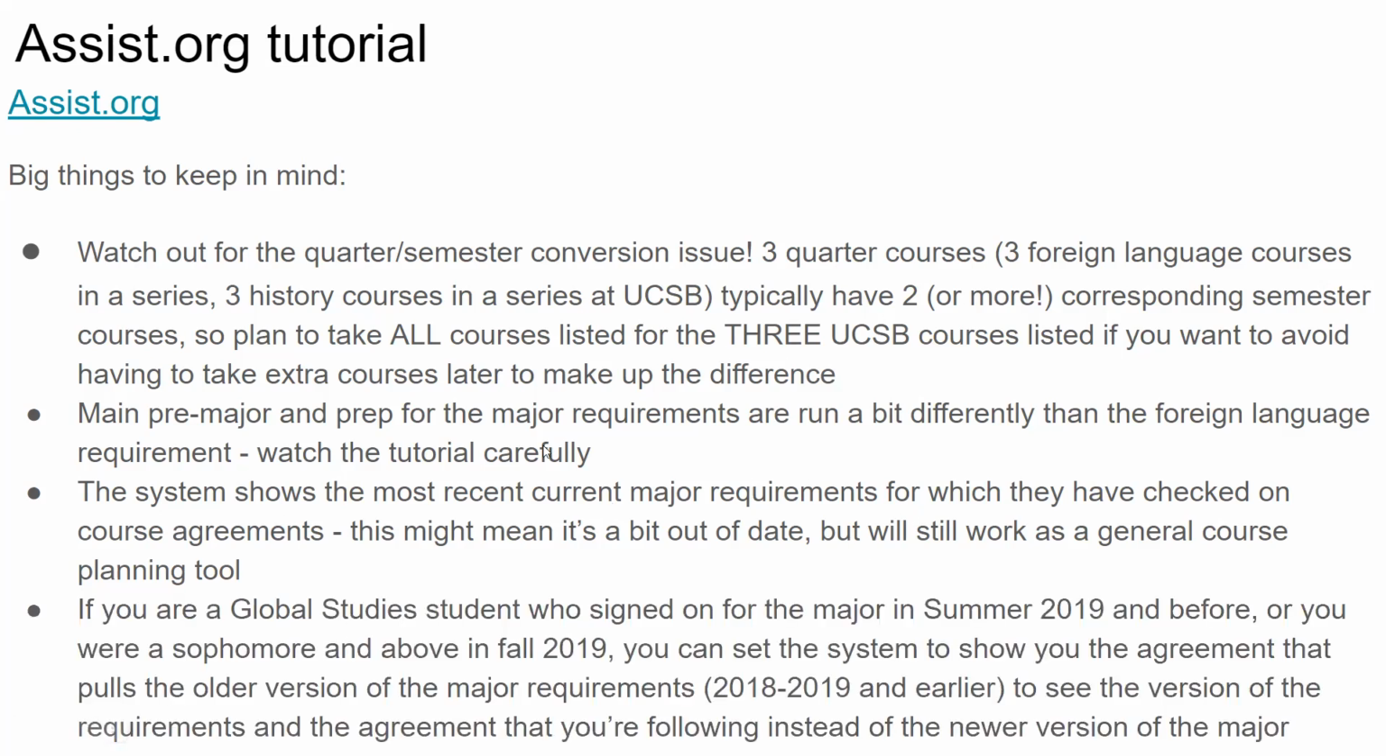And then just keep in mind, if you're a global studies student who signed up for the major in summer of 2019 and earlier, or if you were a sophomore and above in fall 2019 and you signed up for the major at that point, you can actually set the system to show you the agreement in Assist that pulls the older version of the major requirements. These would be the 2018 and 2019 global studies requirements and earlier, to see the version of the major that applies to you.